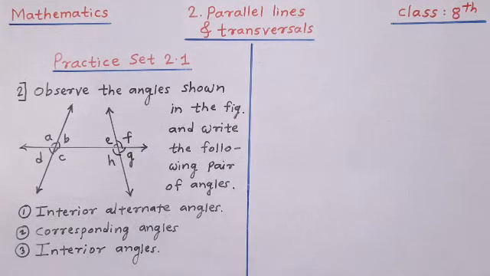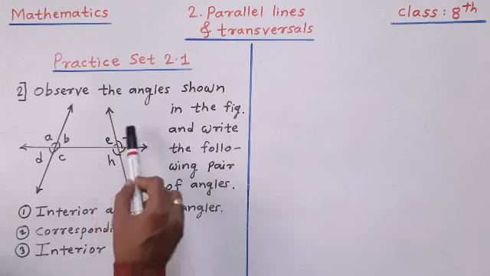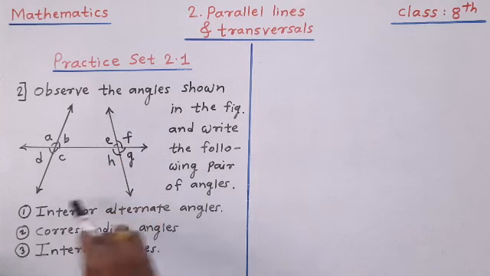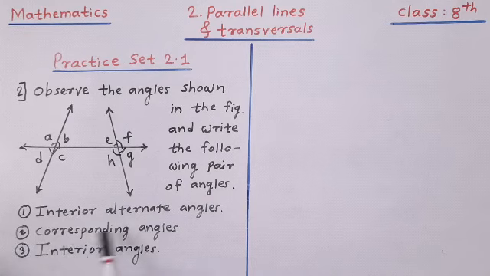Okay students, now let us see question number 2. Observe the angles shown in the figure. You have to observe these angles which are shown in the figure and write the following pairs of angles. You have to write 3 types of pairs of angles. The first one is interior alternate angles, second type corresponding angles, and third type interior angles.